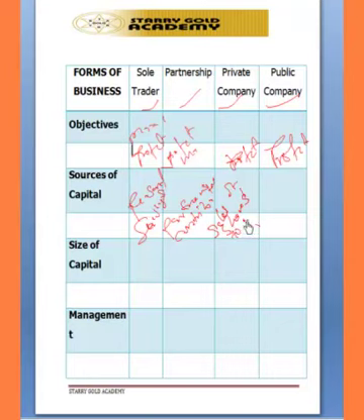to selected persons. Okay. Then for the public limited liability company, it is sales of shares to the public. Okay. Then the size of capital required.